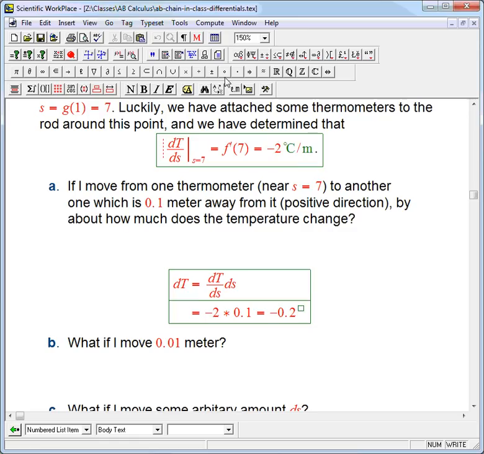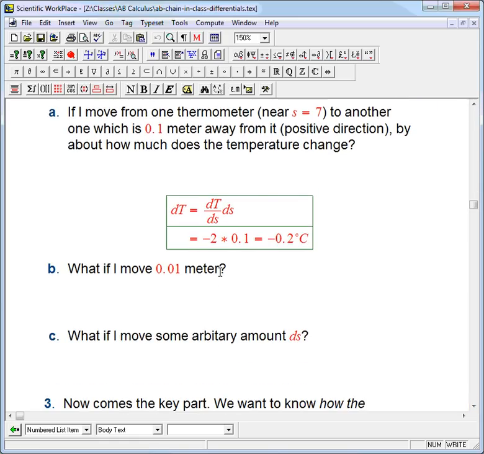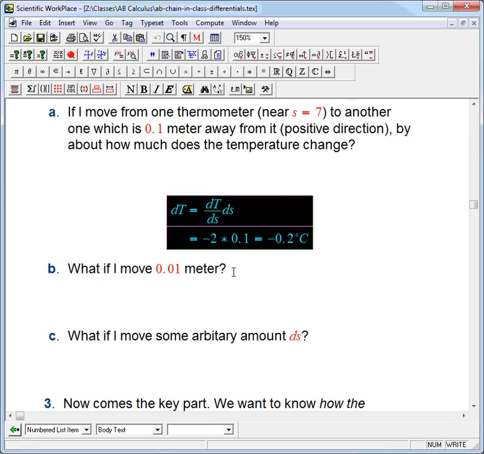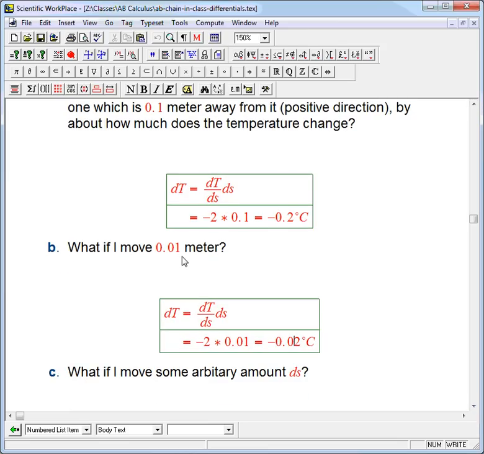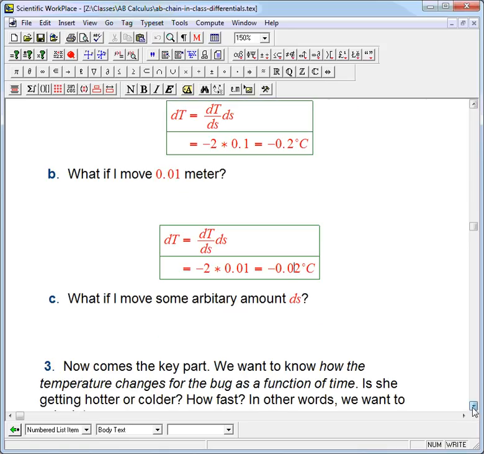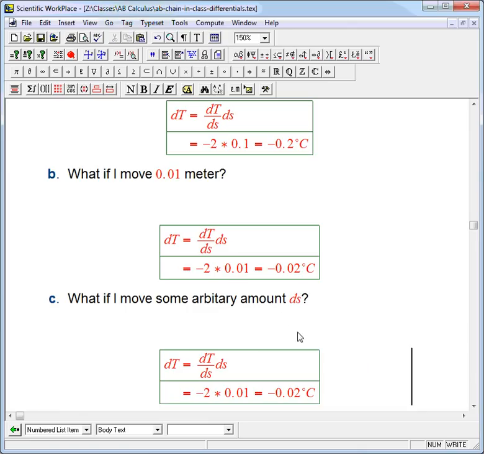Okay, so what if I move a different amount? The great thing about this idea of differentials is it just answers those questions very easily. It's the same exact equation. I just put in a different amount of motion, and I get a smaller temperature change. So these were just artificially put in temperature or motion. But now, what if I put in a completely variable amount, ds? That's in preparation for putting in the ds that's appropriate to the motion of the bug. I'm just going to put ds here.